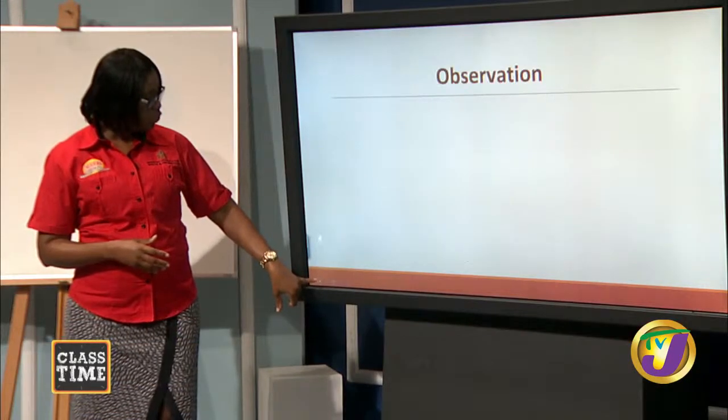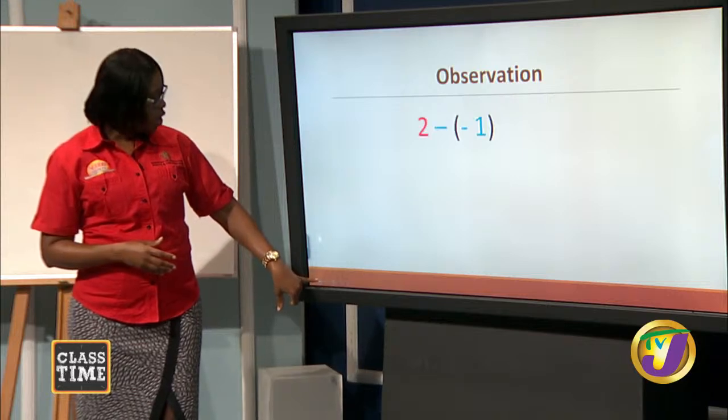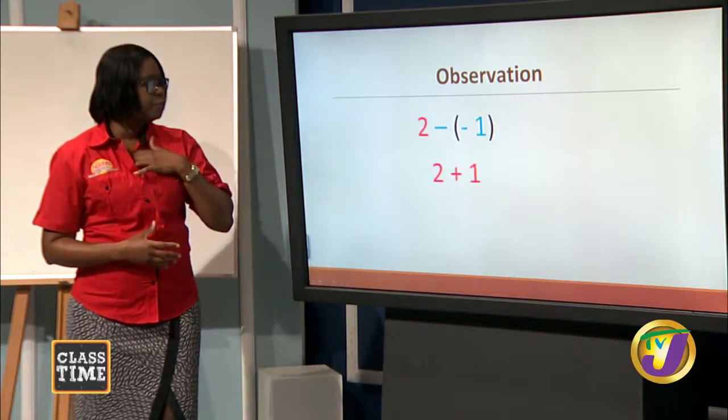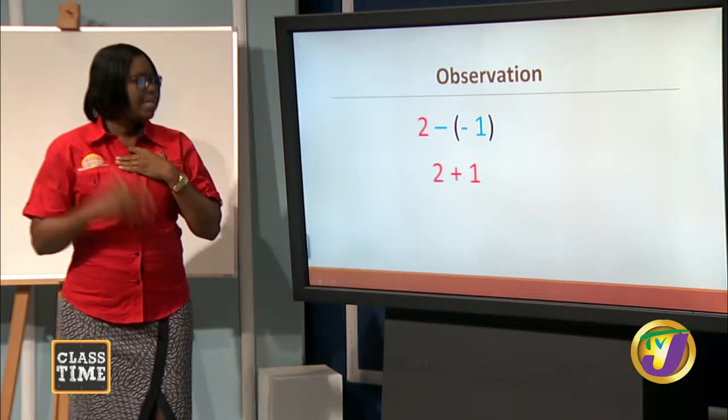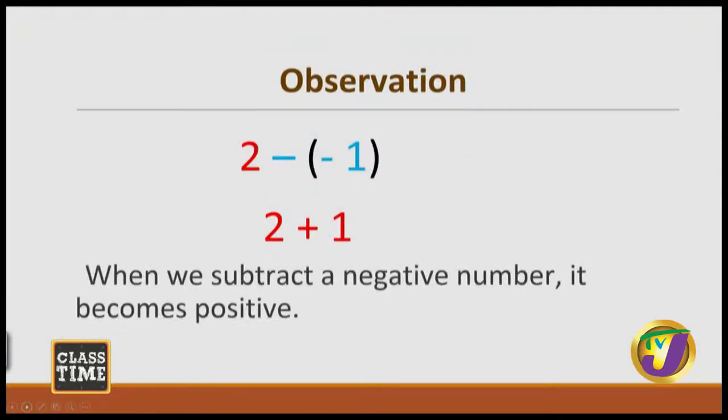So we'd end up with 2, which is equal to 1. Now, what have you observed? We noted that when, as I said before, we have 2 and we're subtracting negative 1, we would end up with 3. So when we subtract a negative number, we get a positive result.